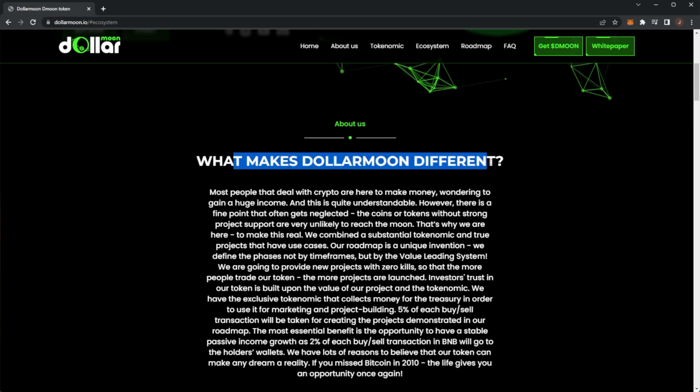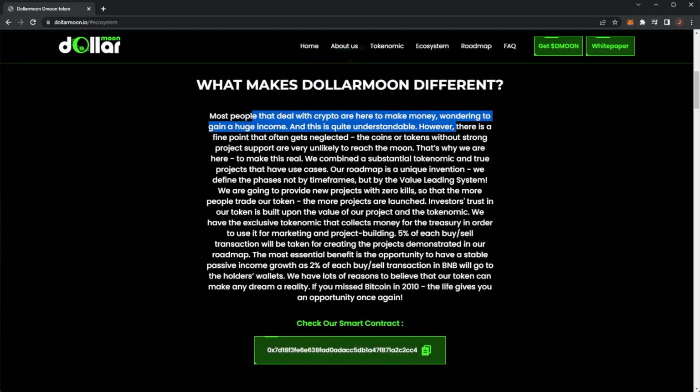So about us, what makes Dollar Moon different? Most people that deal with crypto here are here to make money, wanting to gain a huge income. And this is quite understandable. However, there is a fine point that gets neglected. Coins or tokens without strong project support are very unlikely to reach the moon. That's why we are here to make this real.